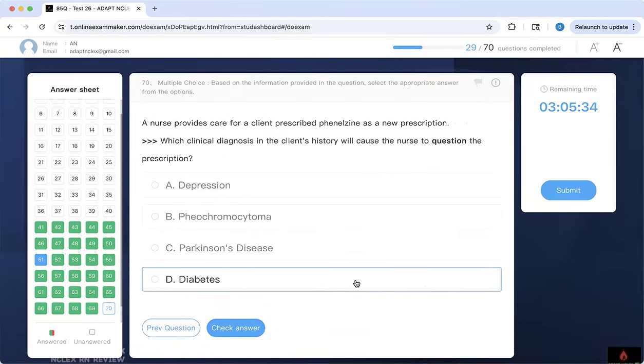And the last question. Thank you for staying. 85 question, English practice question, most likely to show up on your NCLEX. This is to build your confidence. Answer this and you pass. Let's provide care for a client prescribed phenelzine as a new prescription. Which client diagnosis in the client history will cause the nurse to question the prescription? Depression, pheochromocytoma, Parkinson's disease, and diabetes.